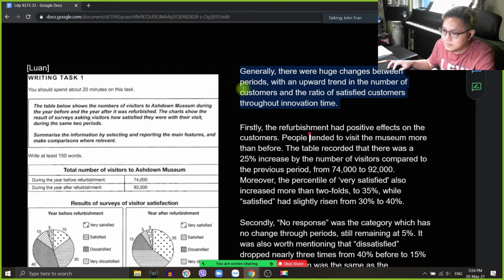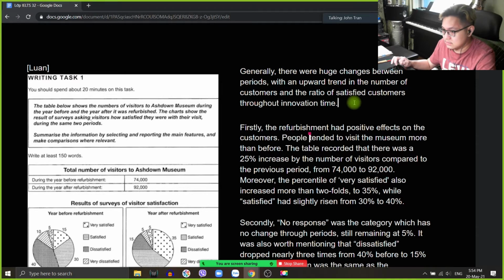A few changes between periods. But basically, this is the customer that is satisfied after the refurbishment, not throughout, okay?